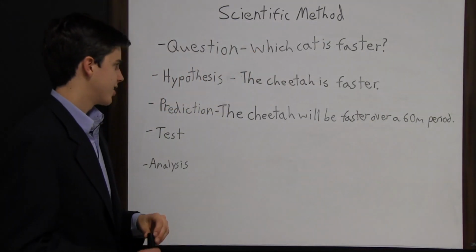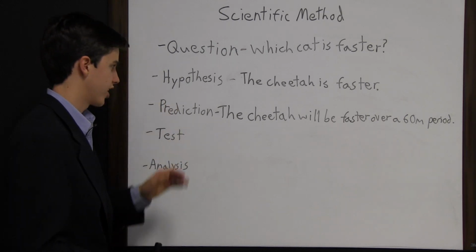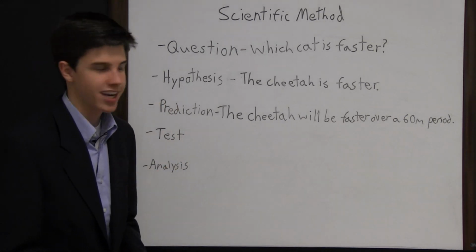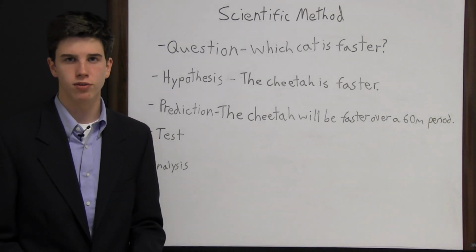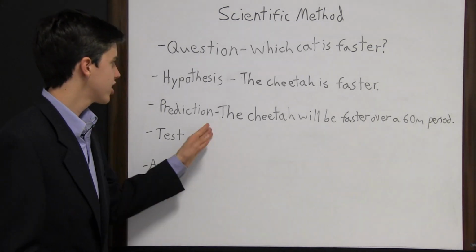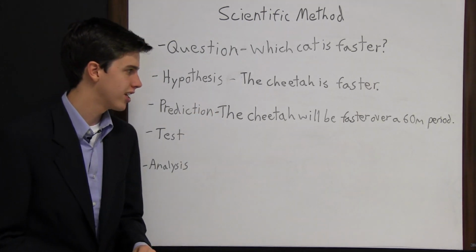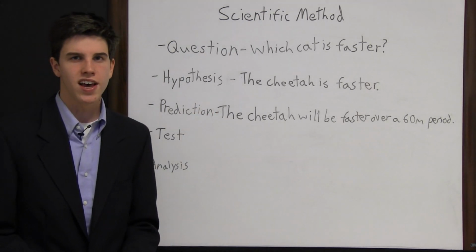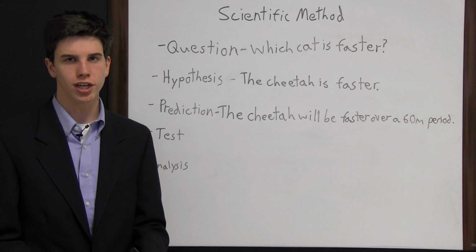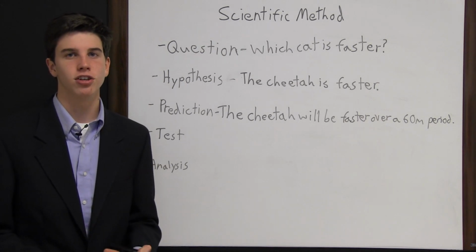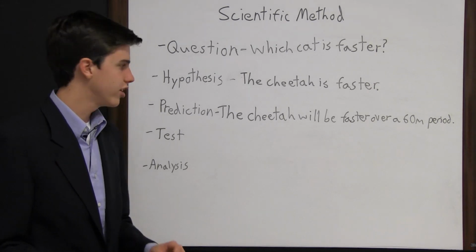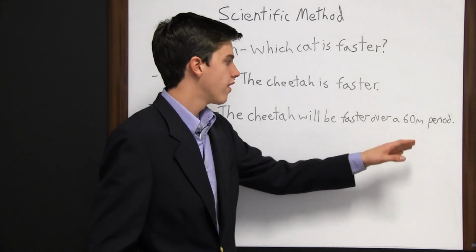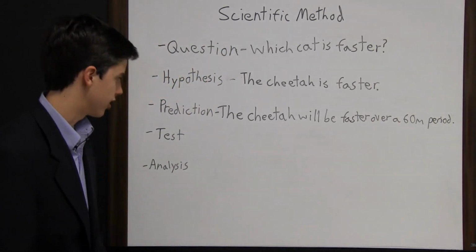It's important to realize the difference between a hypothesis and a prediction. A hypothesis is stated as established fact, and the experiment is either going to prove or disprove the hypothesis. The prediction clarifies the hypothesis because otherwise the experiment could just prove that the cheetah is faster over a 2-meter period, but that doesn't really show any endurance on the cheetah's part. So the prediction says that the experiment results are going to show that the cheetah will be faster than the lion over a 60-meter period.